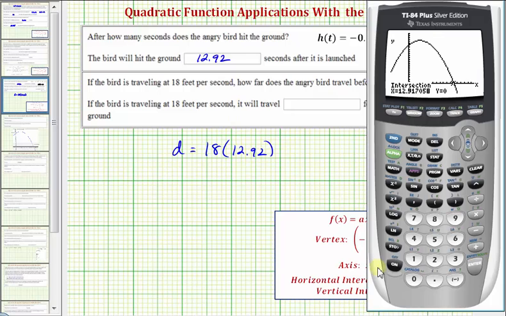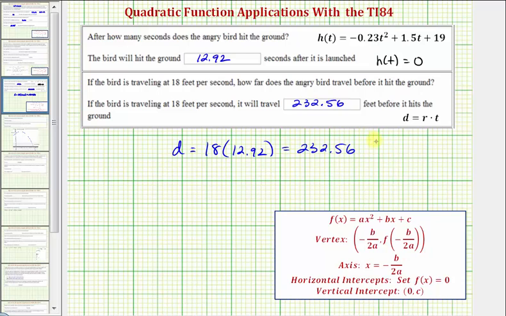Going back to the calculator, let's go back to the home screen by pressing second mode. We have 18 times 12.92. So the bird traveled approximately 232.56 feet.